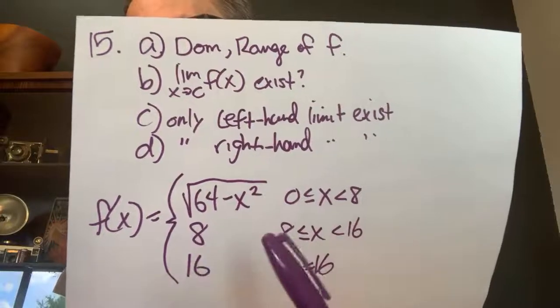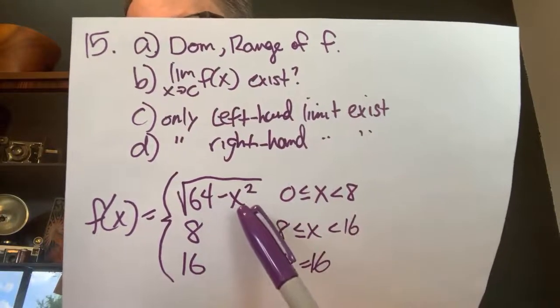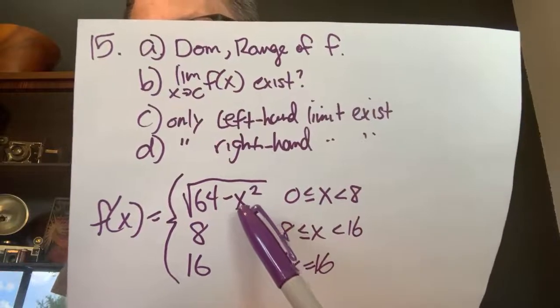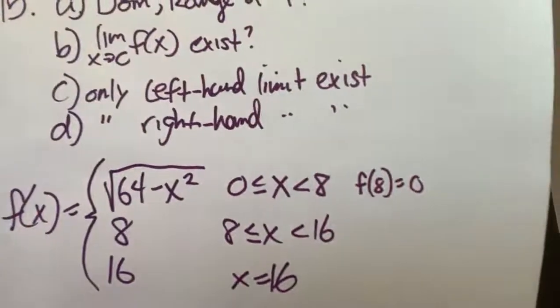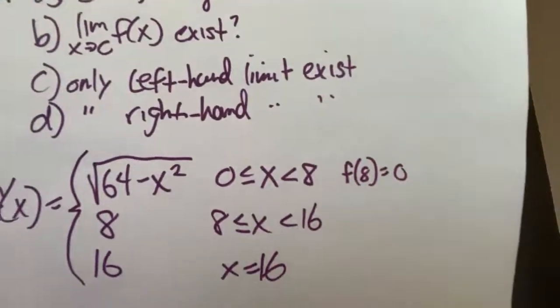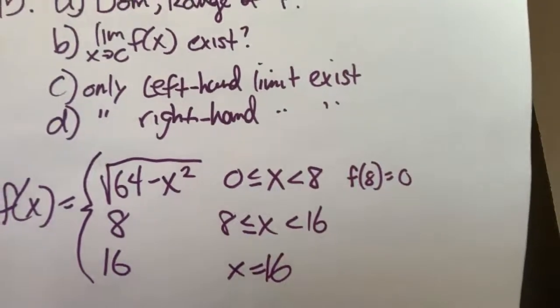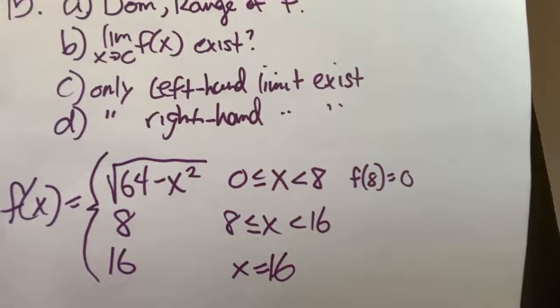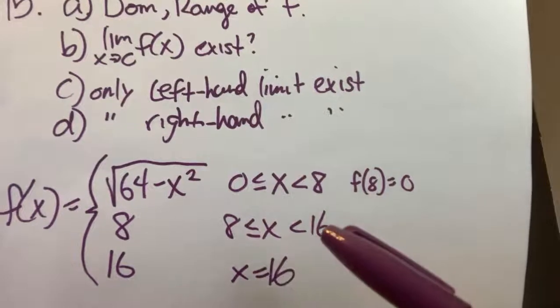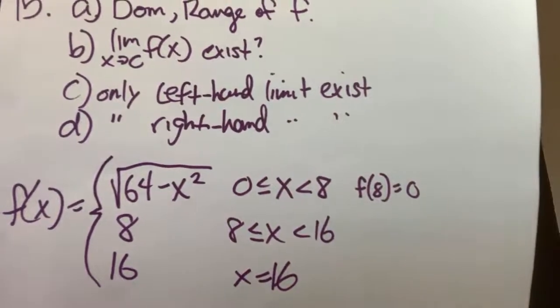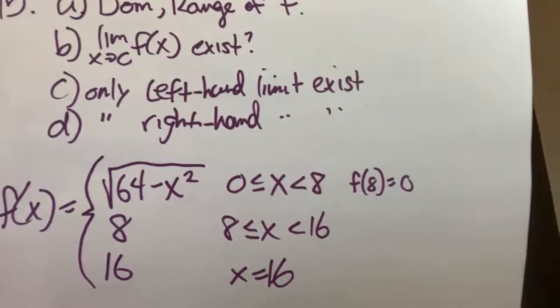Okay, so notice that if we do include 8, if you plug in 8, you get 64 minus 64, which is 0. So I'm just going to write that down. So f of 8 for the first part of the piecewise function is 0. I've never actually done that before, but I think that is super helpful to do. So then notice the second part, it says that f of x equals 8 from 8 to 16. So if you think about what does it mean for y to be equal to 8, or a function to be equal to 8 from 8 to 16?